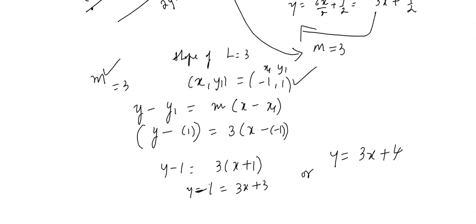Or you can write 0 is equal to 3x minus y plus 4, or 3x minus y plus 4. Different ways you can represent the line. They all correspond to the same line. That is the equation of the line.